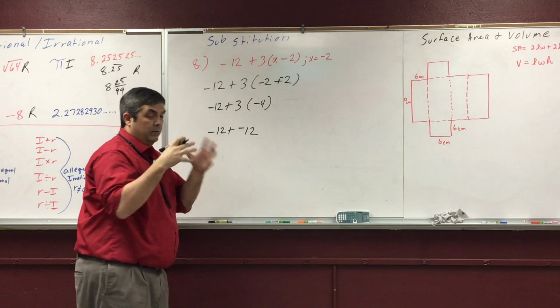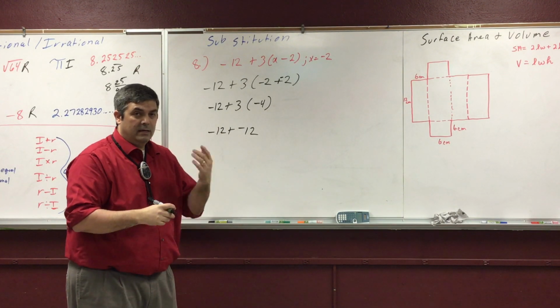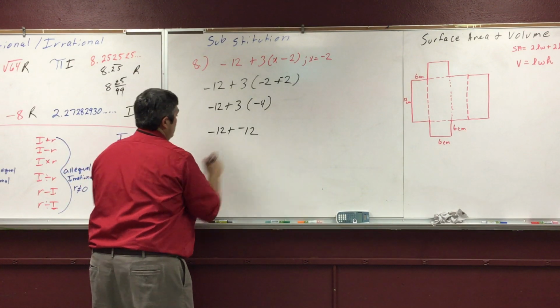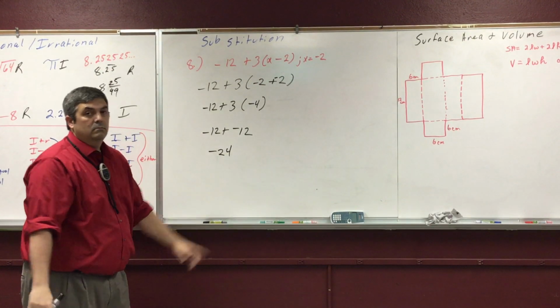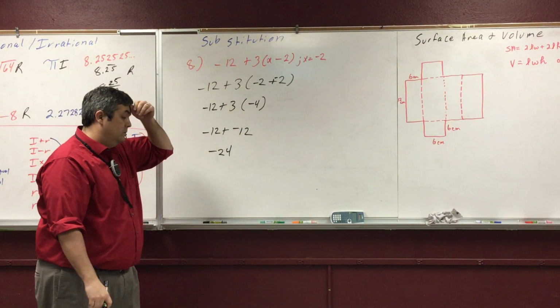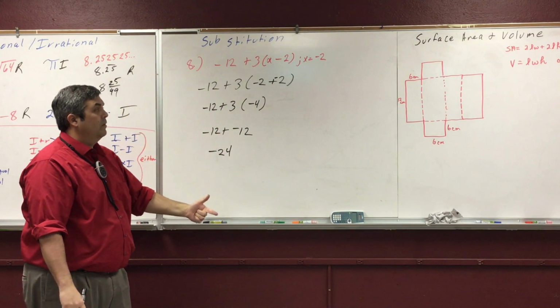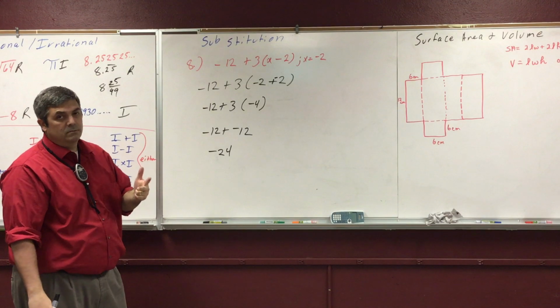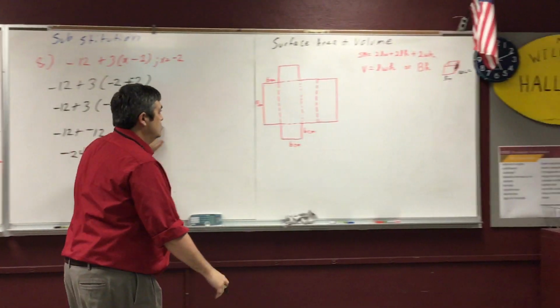Well, remember your sign rules. A negative plus a negative, you just put them together and keep their sign. So -24. Don't miss substitution problems, because you can do them. Just watch your sign rules, watch your order of operations, make sure you fully substitute. If you do that, you're going to be just fine. Okay? Substitution you should be able to do.